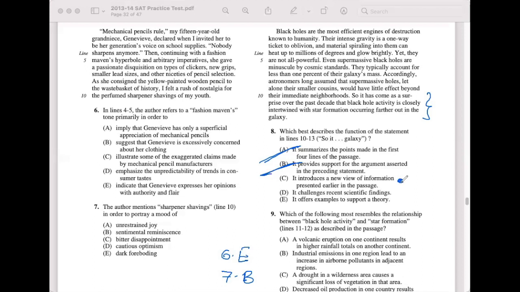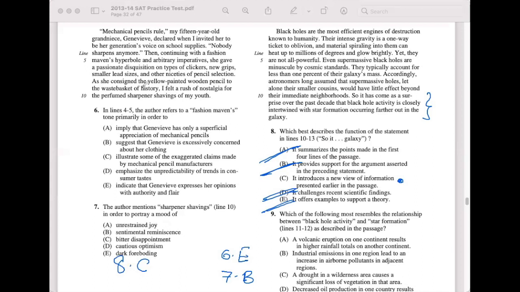It challenges recent scientific findings. So that is not correct because it actually presents or introduces recent findings. So D is out. And it offers examples to support a theory. There are no examples presented here, right? Rather, that new idea that has come to light by scientists is presented, right? So the best answer for question 8 would be option C.